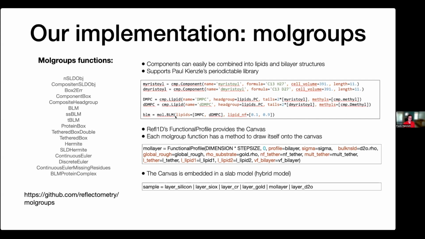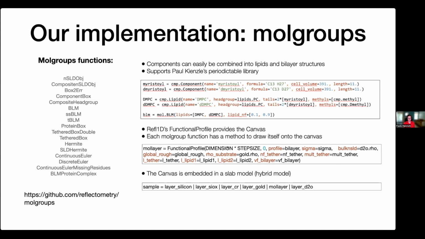And then similarly, you can now combine your lipid molecules into a lipid bilayer. This is just a bilayer. Those are solid supported tethered bilayers. So there are different types of bilayers. You say what lipids you would like to use and at what fraction. It also supports asymmetric membranes. And then you have your bilayer object.